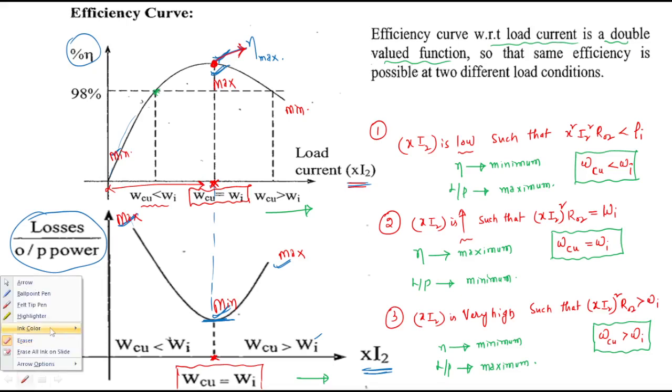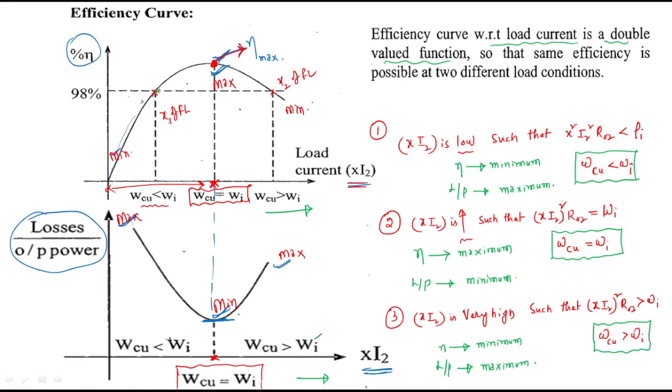Or you can say x1 of full load, right? It's better because we don't have any scaling. Because this is x1 of full load, and this is x2 of full load. At these two loads we are going to get the same efficiency, that is approximately 98%. That's why the efficiency curve with respect to load current is a double valued function. That's why we have two load conditions. This is about case 1.